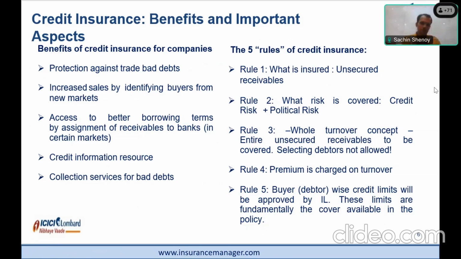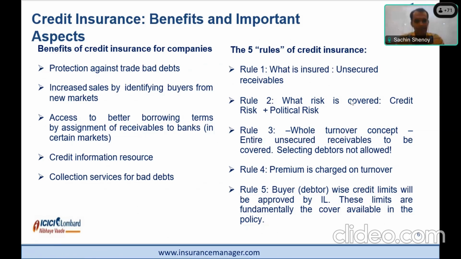How that would work is, under this program, we would add the respective bank as a beneficiary of the policy, which means in a claim scenario where the bank has already financed against those receivables, the claim can be paid directly to the bank with the consent of the insured. So that way it can help you with better borrowing.